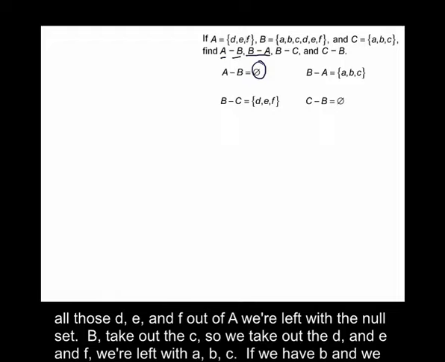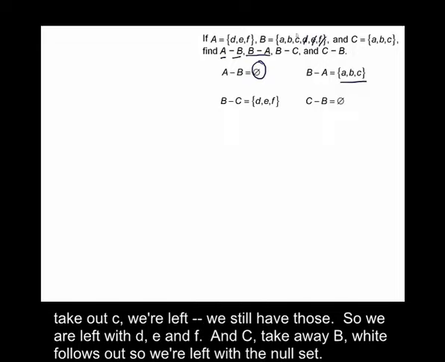B, take out the C, so we take out the A, B, and C, we're left with D, E, and F. If we have B and we take out C, we still have those, so we are left with D, E, and F. And C, take away B, wipes all those out, so we're left with the null set.